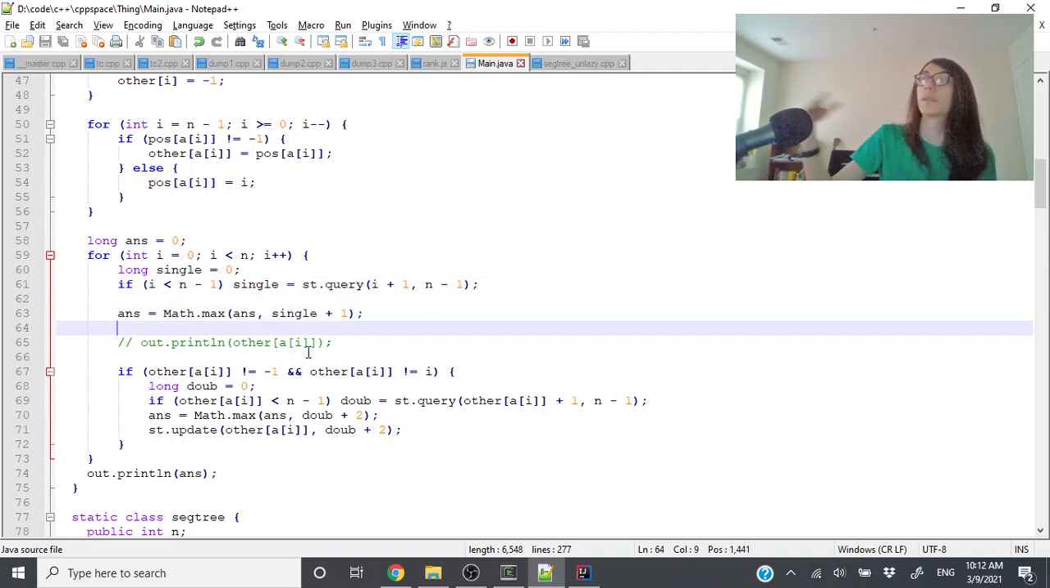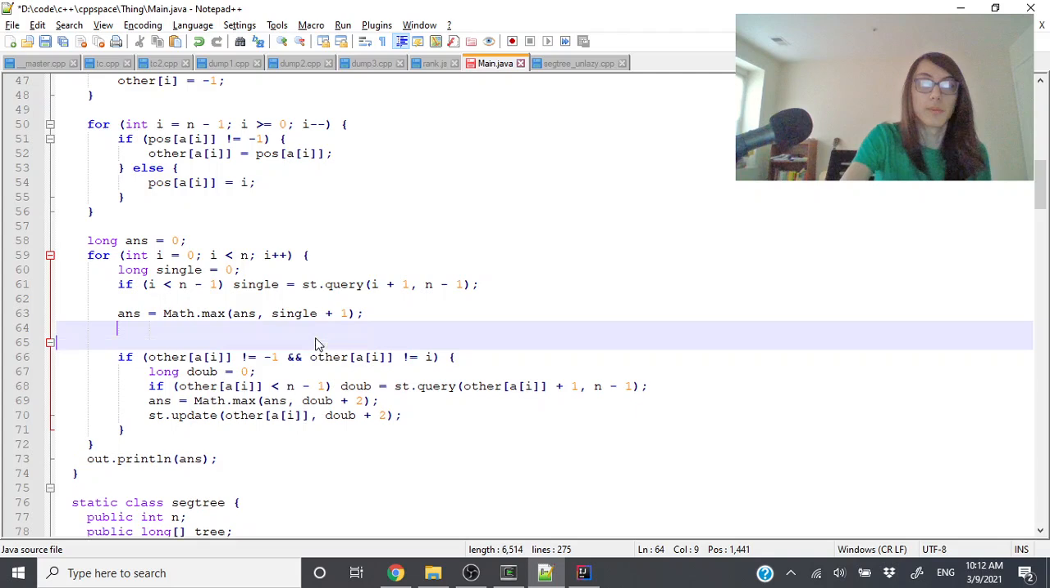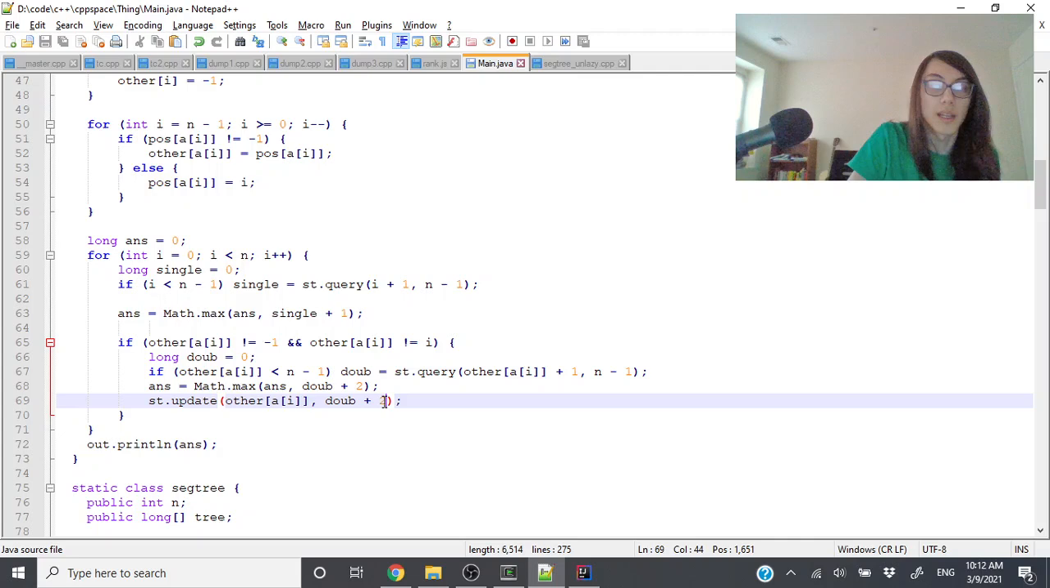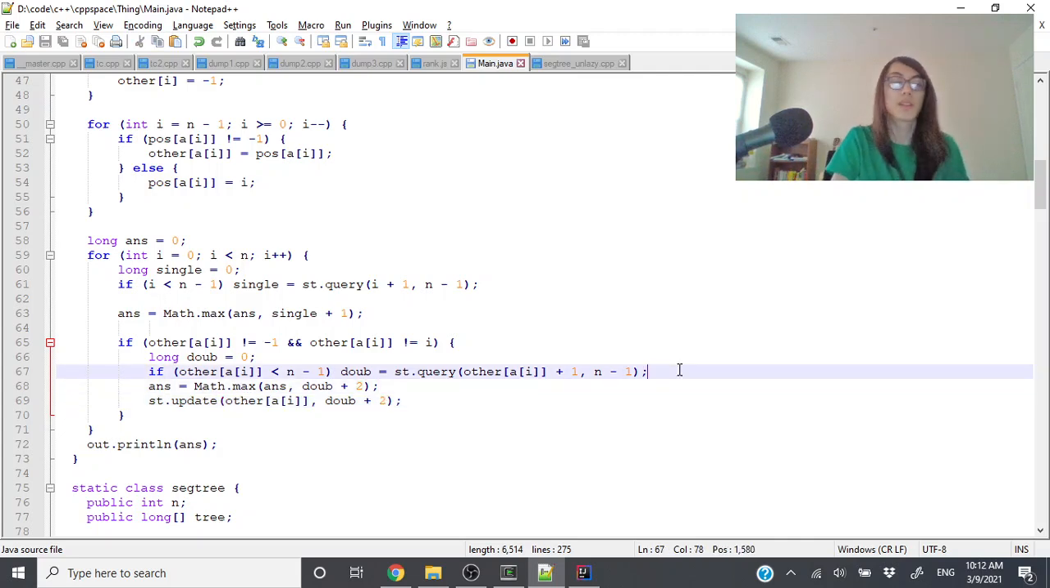And to do that, we simply query everything to the right of it. So that would be st.query i plus 1 and n minus 1. Indeed it would, everything to the right of it. And then we add 1 because that's a possibility. We include this in the sequence. Now, if other[i] is not equal to -1 and it's not equal to i, meaning this is the first occurrence and there are 2 of them, then we consider it taking both. So it's any sequence to the right of it that's more than it, we add 2, and then we update to correspond to the sequence we're going to make.